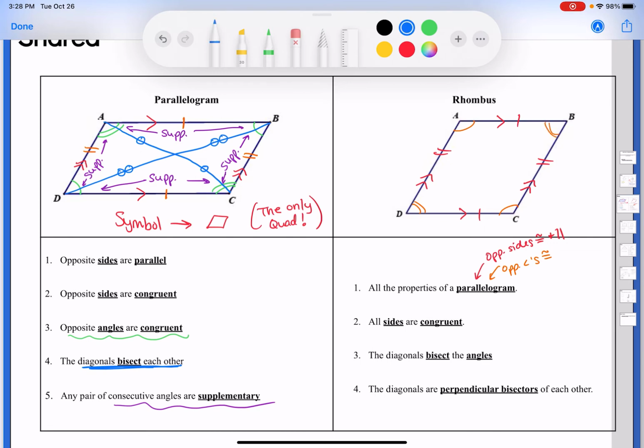All right, so let's see. I have to get my diagonals in here. They're bisected.